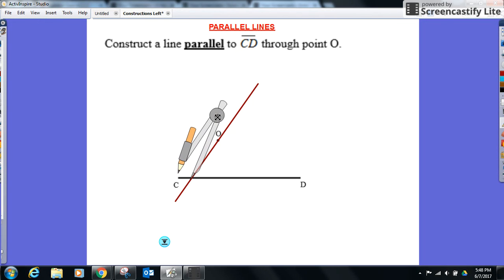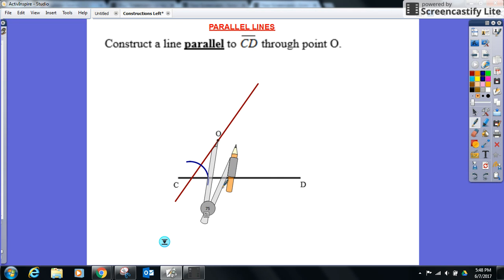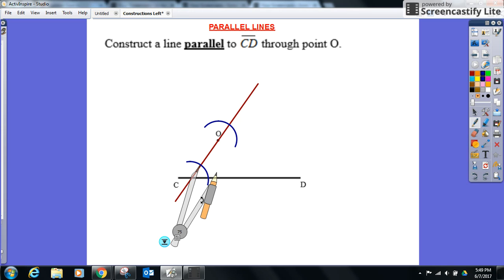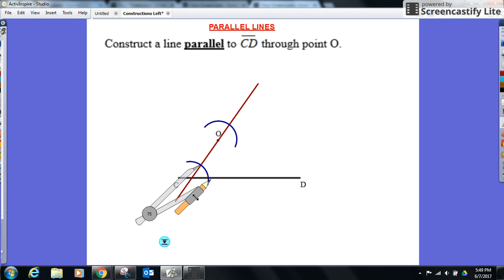We're going to put our compass point on vertex C, and we are going to swing an arc. Keep the same compass opening, go up to point O, put your compass point on point O, and we're going to do another arc. Then I'm going to go back down to the arc I made, and I'm going to put my compass point on one point of intersection, my pencil point on the other point of intersection, and measure that opening. No marks needed, just measure the opening.